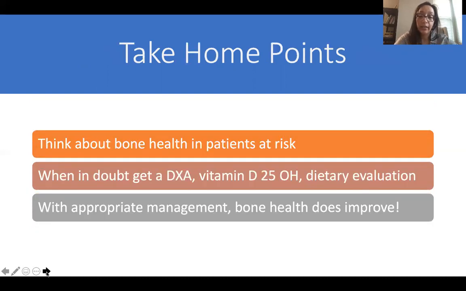So just as a take-home point, a couple of things. Always think about bone health in your patients, again, because we are seeing the patients at or around the time of peak attainment of bone mass. So we really want to help them get to the highest possible peak mass. And then when in doubt, you can get a DEXA scan, get a dietary evaluation and the vitamin D level. And with appropriate management, nutrition resuscitation, bone health does in fact improve.